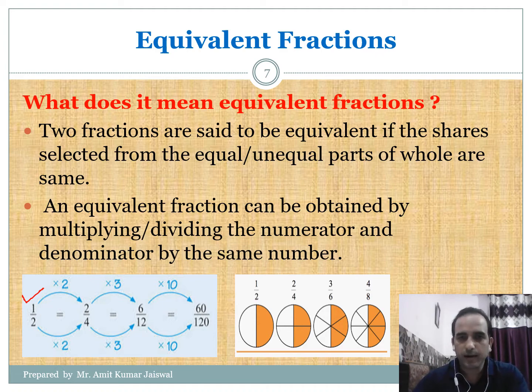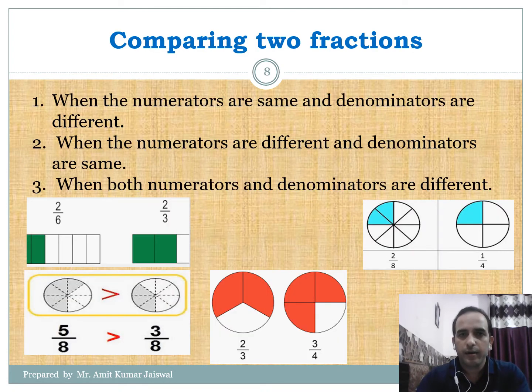So here we have an example of 1 upon 2, 2 by 4, and then 3 upon 6 and 4 upon 8. So all these are equivalent to 1 by 2. So I hope you are clear about equivalent fractions, and its various examples, and how we can find equivalent fractions either by multiplying or dividing the numerator and denominator with the same number. Next we have to compare two fractions.